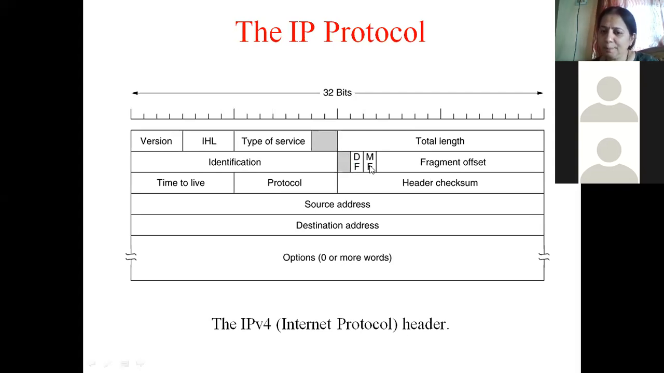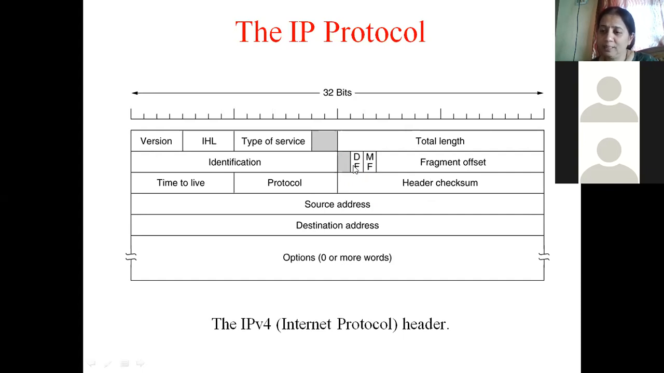Then comes a 3 bit field, out of which the first bit is an unused bit. If you can see this bit, it is gray color, it is unused and to be ignored. Then come 2 fields, one is DF, another one is MF. These 2 are 1 bit fields. 1 bit means either it will be set to 1 or it will be set to 0. A single bit is there to indicate that field. DF stands for don't fragment and MF stands for more fragments.